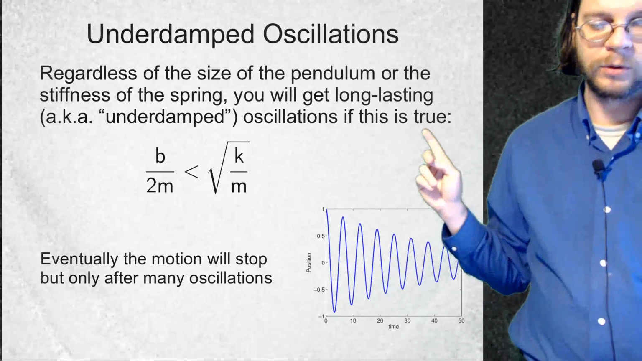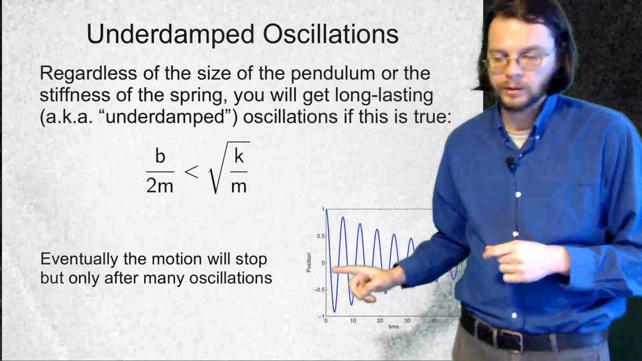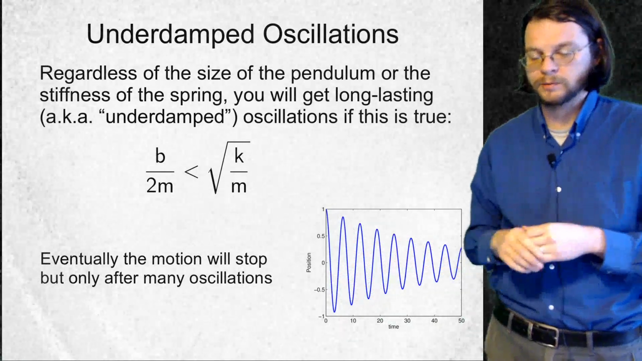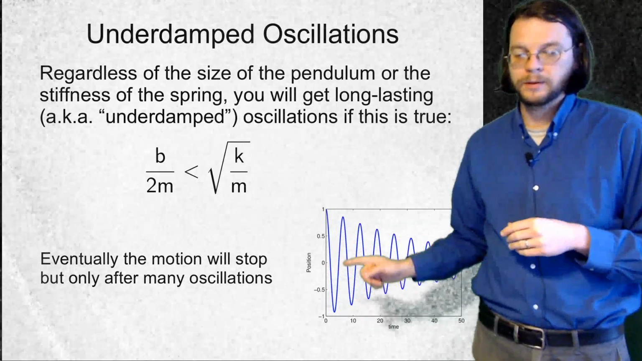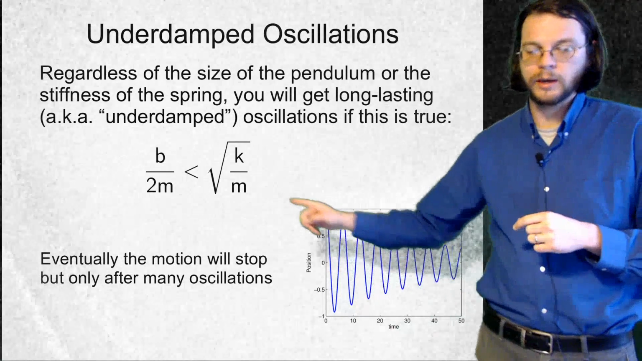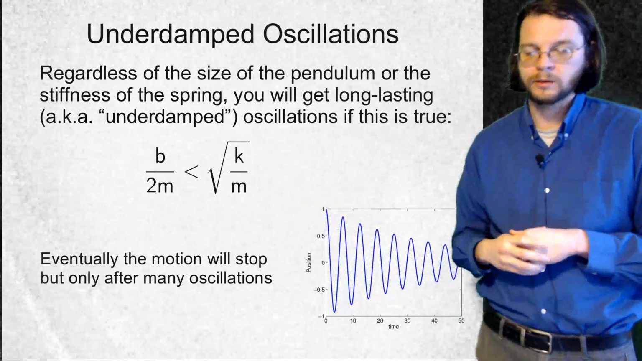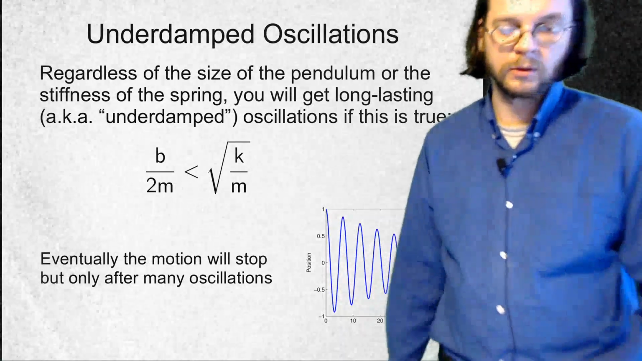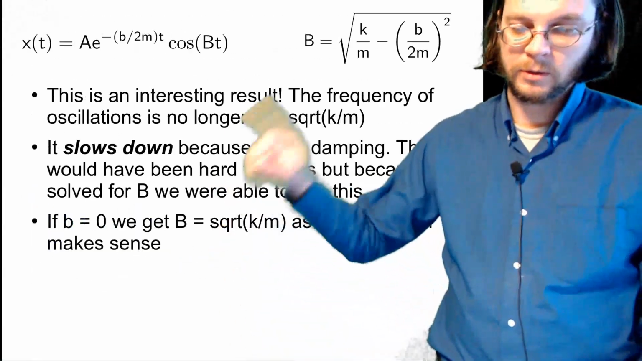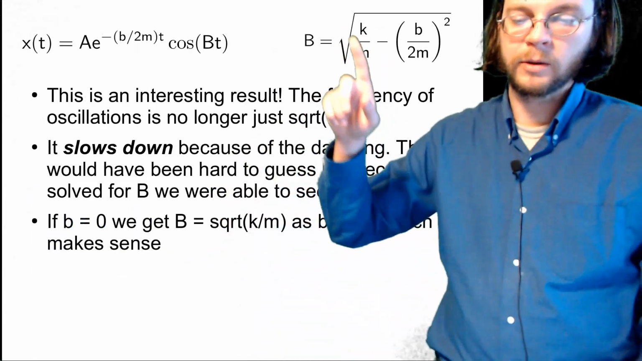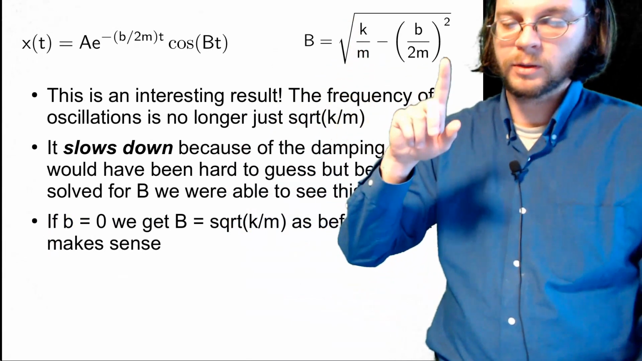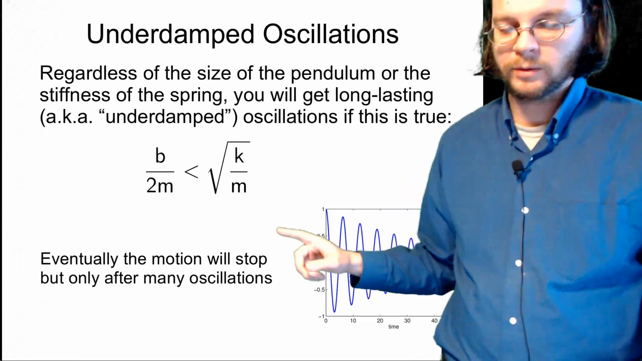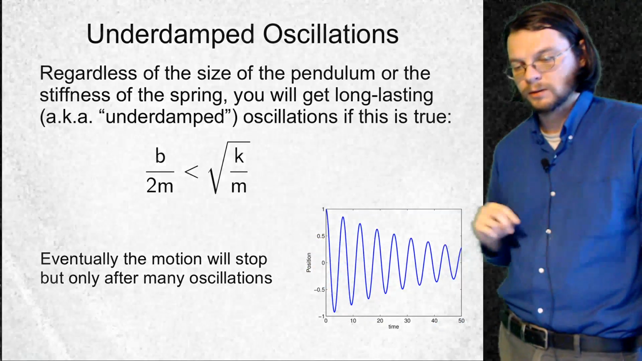So for underdamped oscillations, which kind of look like this, things start to oscillate and they keep on oscillating for a very long time before it comes to a stop. This is true so long as the square root of K over M is larger than the damping divided by 2M. So if K over M is much larger than this thing, then you'll find that you end up getting lots and lots of oscillations.